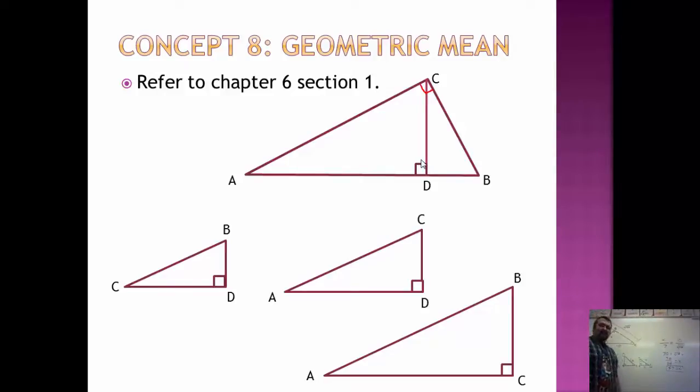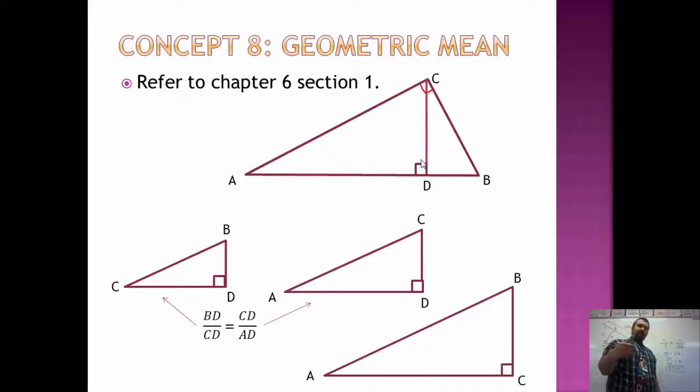What do I mean by that? If I look at my shape here, and I set up a proportion using the 2 triangles on the left, what if I compare the right side to the bottom, BD to CD, and I did the same thing on the right, the middle triangle, CD to AD. I look, CD is in the upper right and bottom left. That's a geometric mean. Segment CD is a geometric mean of segment BD and segment AD, which, if I look, are the two parts of my hypotenuse.